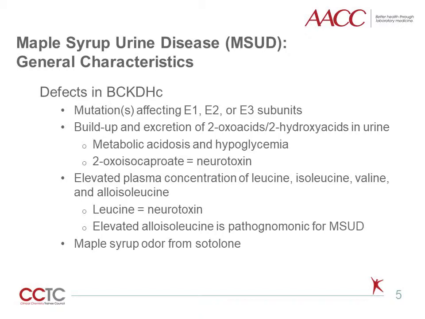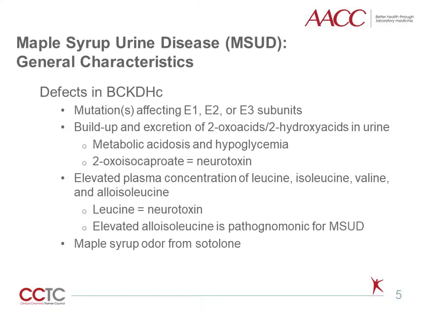Maple syrup urine disease is inherited in an autosomal recessive fashion and estimated to have a worldwide prevalence of 1 in 185,000, with an increased frequency in Mennonite populations. It is caused by defects in any of the three branched-chain ketoacid dehydrogenase complex subunits, resulting in an accumulation of 2-oxoacids, 2-oxo-isovalerate, 2-oxo-3-methylvalerate, and 2-oxo-isocaproate, which spill over into the urine.